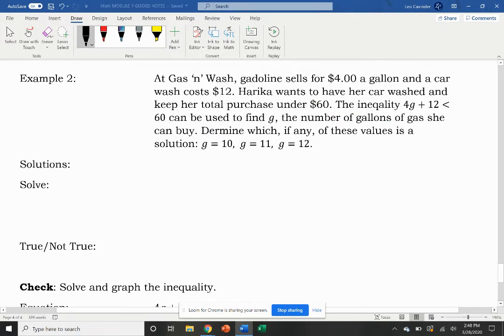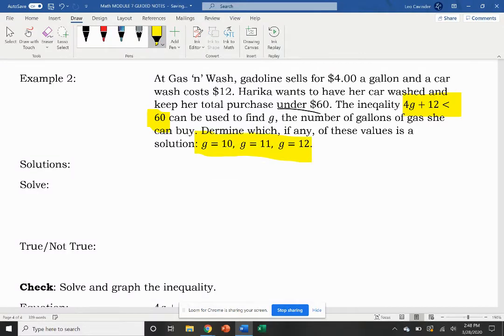Example 2. At Gas and Wash Gasoline, it should say gasoline. My apologies. Gasoline sells for $4 a gallon, and a car wash costs $12. Harika wants to have her car washed and keep the total purchase under $60. The inequality 4G plus 12 is less than 60 can be used to find G, the number of gallons of gas you can buy. Determine which, if any, of these values is a solution.